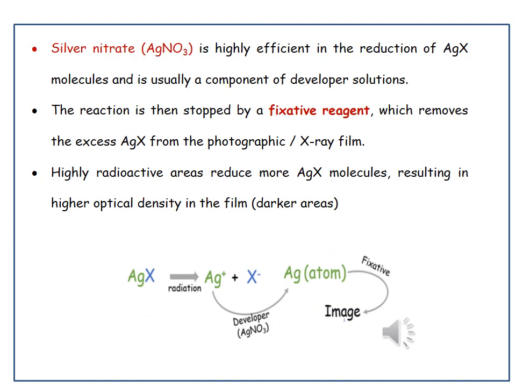Silver nitrate is highly efficient in the reduction of silver halide molecules and is usually a component of developer solutions. The reaction is stopped by the fixative agent, which removes the excess silver halide from the photographic film. Highly radioactive areas produce more silver halide molecules, resulting in high optical density in the film.